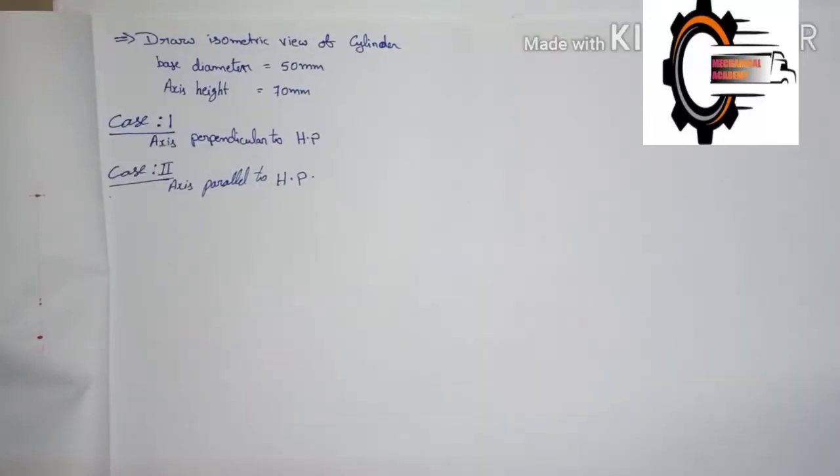Hello students. So today's diagram is the isometric cylinder. Let's draw how to draw the isometric cylinder. First of all, the problem is to draw an isometric view of a cylinder whose base diameter is 50 mm and axis height is 70 mm. So these are the dimensions for the cylinder.